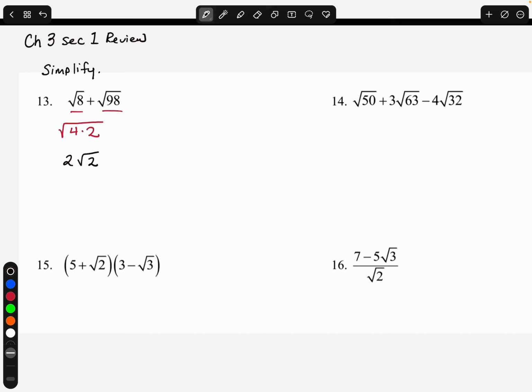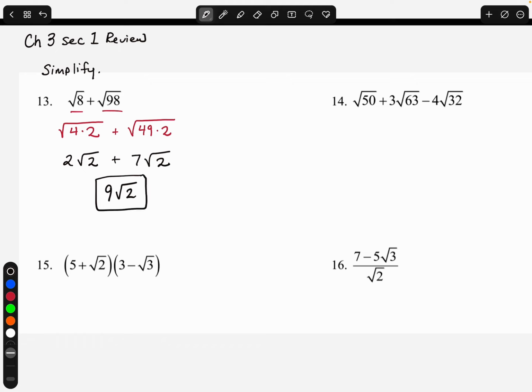And then we still have that plus, and when we look at 98, that's the same thing as 49 times 2. So when we take the square root of 49, we're going to get 7, and that square root of 2 is left in there. And if I have 2 radical 2 plus 7 radical 2's, I actually have 9 radical 2's. That is our answer for number 13.